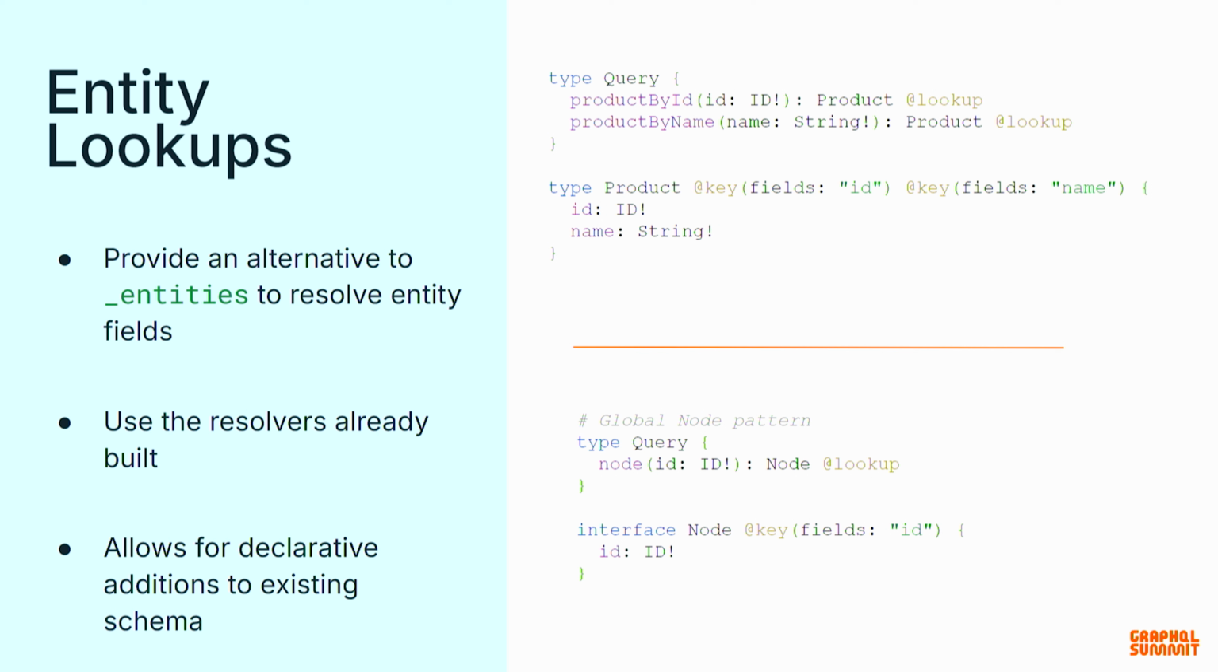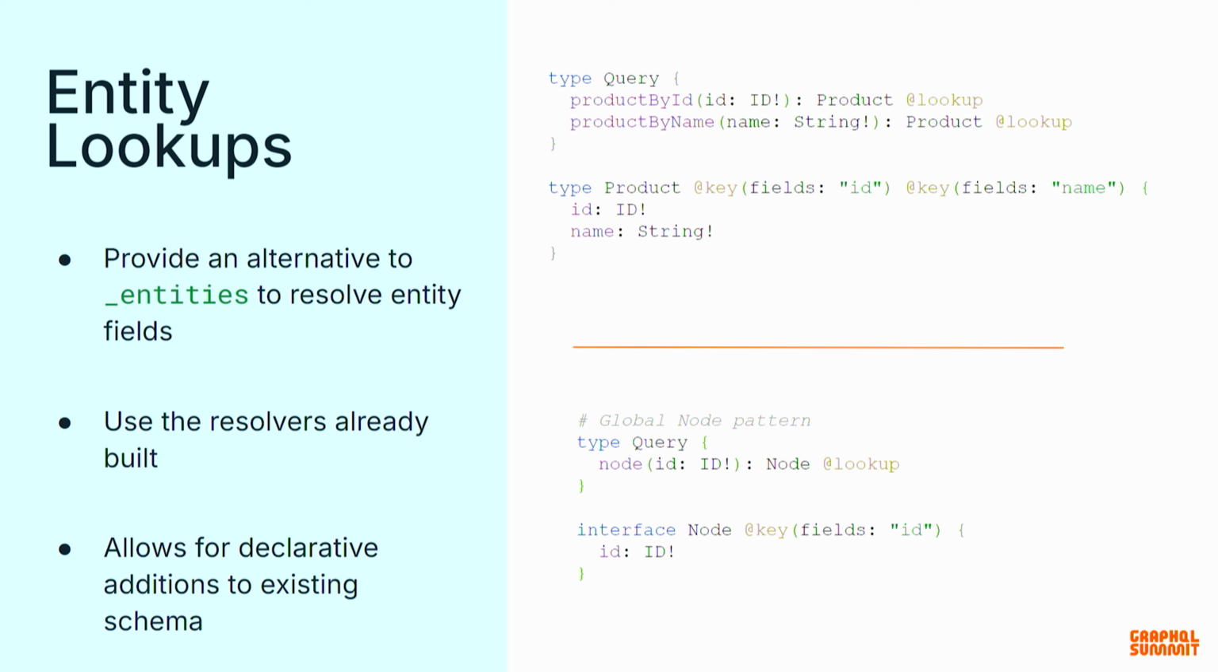So we can say, right on the root query, hey, I have a way already to resolve a product. I have multiple ways, because maybe I have multiple keys for a product. A key for a product could be its ID, its name, maybe both of them. So if I already have these root level resolvers built, I can just annotate those as, hey, router, if you need to go look up an entity, here it is. Use this one right here. And I don't need to go build a special function to do that.